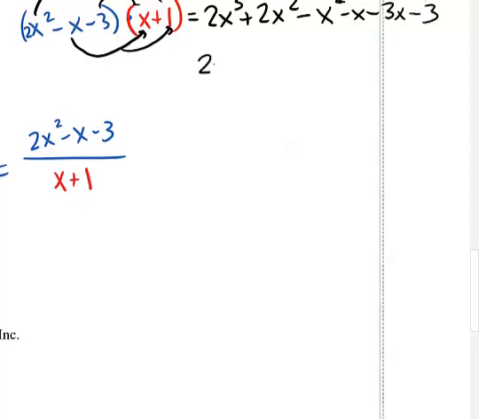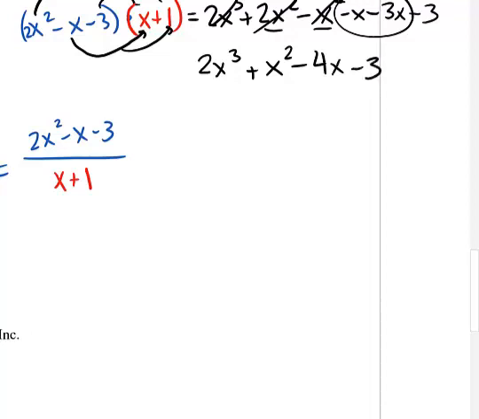Alright, let's see. The x cubed term does not have a like term, so he'll just be by himself. These two guys are like terms. They'll make a positive 1x squared. These two together make negative 4x. And then the last guy just doesn't have a like term, so he's all by himself.